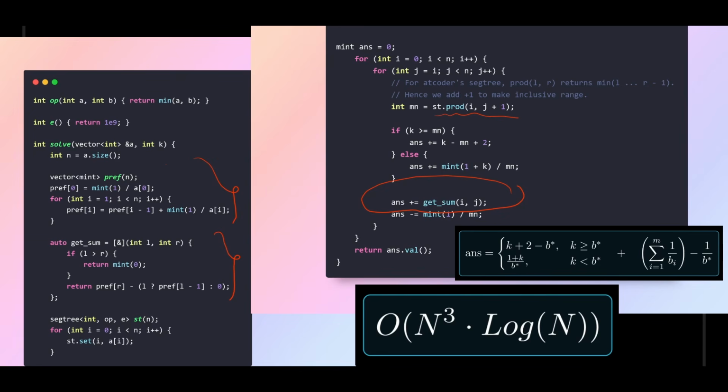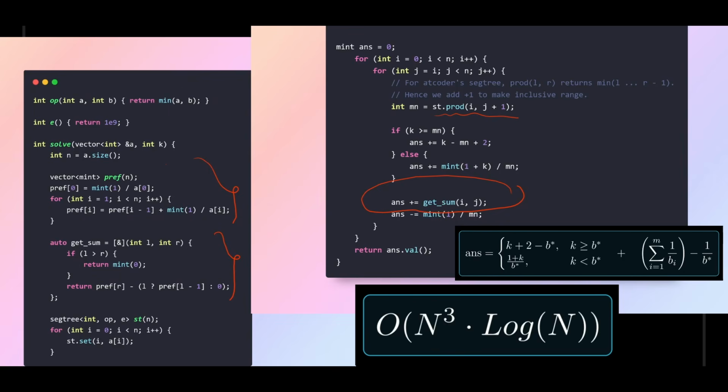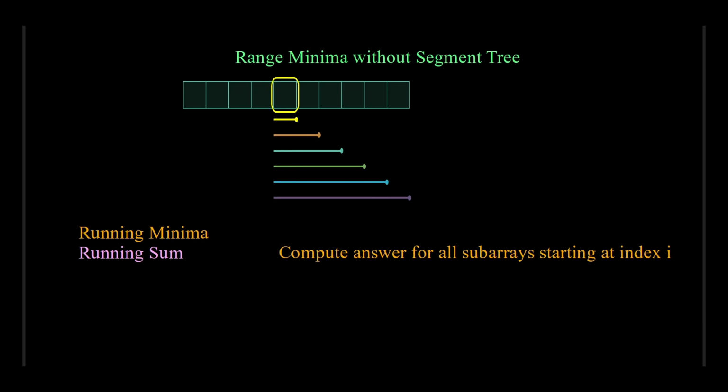Do we even need a segment tree, or is a segment tree overkill? That's where another technique comes in: instead of iterating the subarrays in any random order, if you iterate them in a certain order, then it might be easier to compute the value of the minima as well as the prefix sums. So our goal is to figure out whether there is any strategy to find the range minima without using the segment tree.